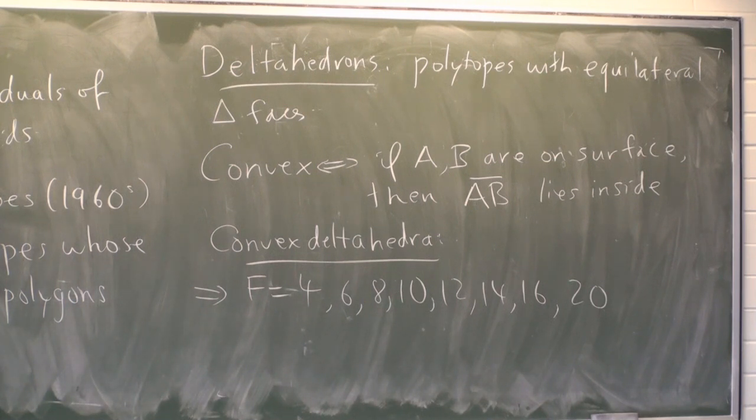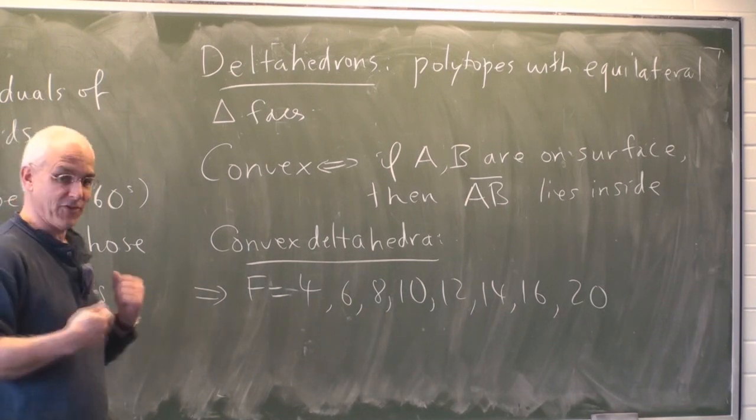Is there only one of each? I think so, or essentially there is anyway. You'll notice that there's a conspicuous gap there. What happens to the 18, the deltahedron with 18 faces? Where is it?